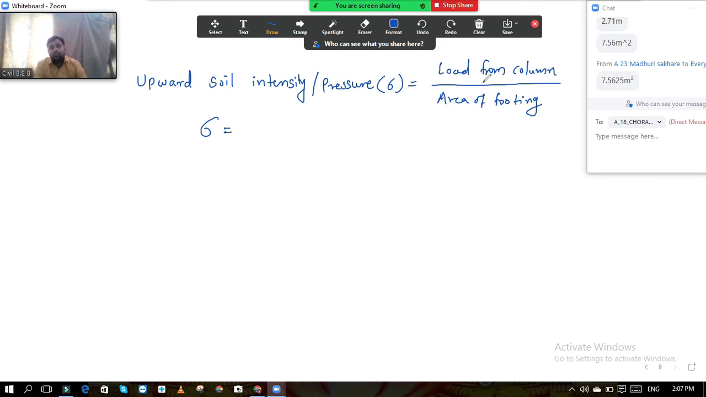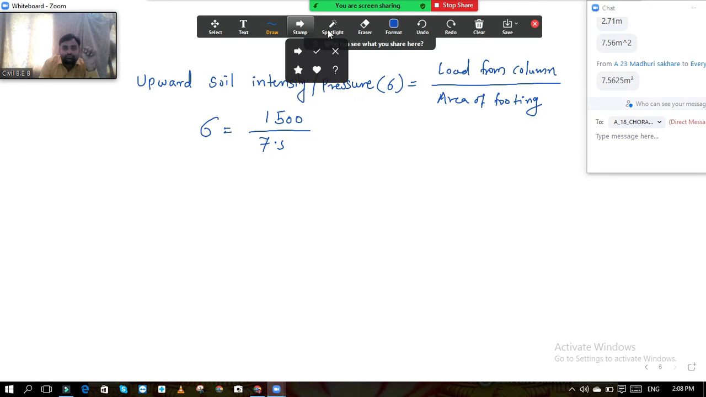So here I have written it specifically: load from column. I have not written total load over here. Please understand this. What is there in the formula? Load from column divided by area of footing. What is the load coming from the column? It is 1500 kilonewton divided by the area of footing, which is 2.75 by 2.75, 7.56 I think.